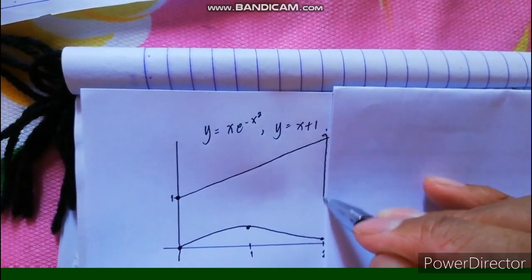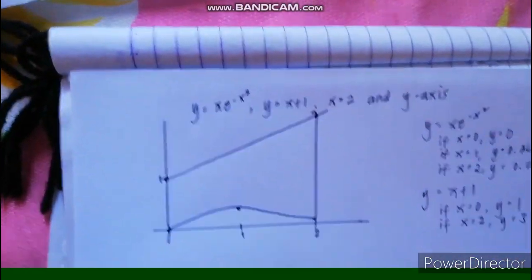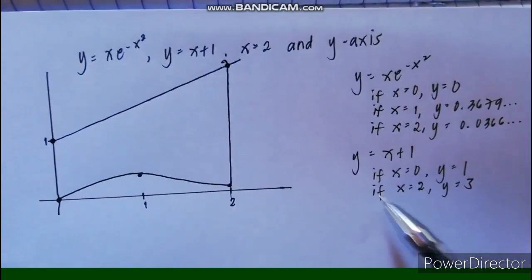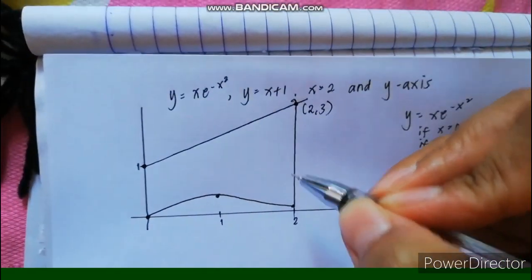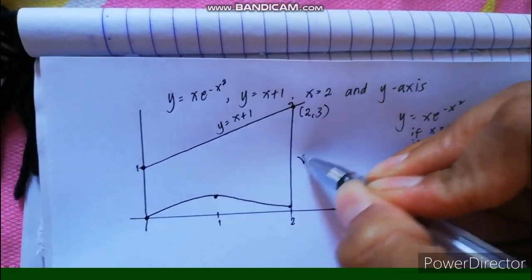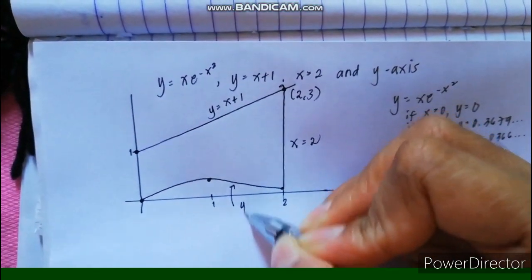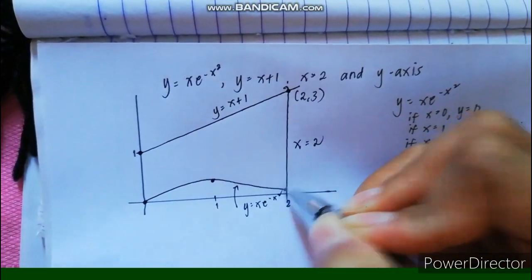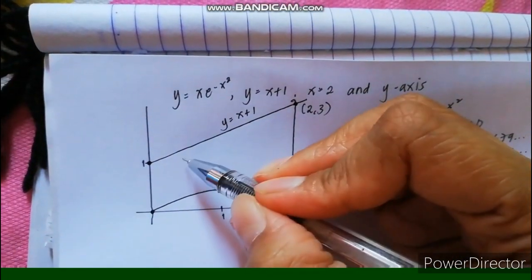Then for the vertical line, x equal to 2, and the point of intersection is, since we have solved earlier, 2 and 3. So this is the line y is equal to x plus 1. This is the vertical line x equal to 2, and this is the curve y is equal to x e raised to negative x squared. Now we can find this area bounded by these curves and line.